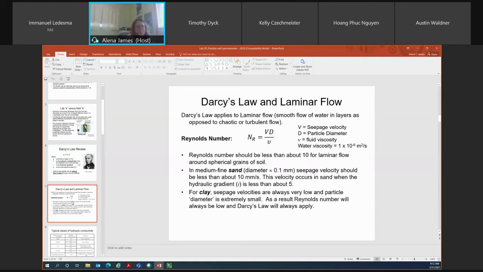If we think of flow in terms of a clay material, our seepage velocity is always quite low because it's a clay material, and the particle diameter is small because it's a clay material. Our water viscosity is somewhat constant, or it is constant. So to achieve a Reynolds number of less than 10 for a clay material is not difficult. If you have a sand material, where you have a higher seepage velocity and a larger particle diameter, then it is more difficult to ensure that you have a Reynolds number of less than 10. That's why we primarily test clay material with our flexible wall permeameter test.